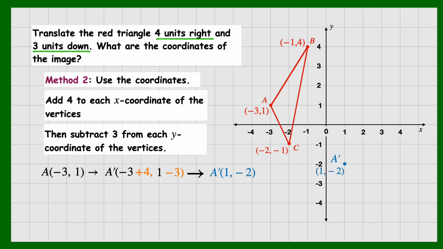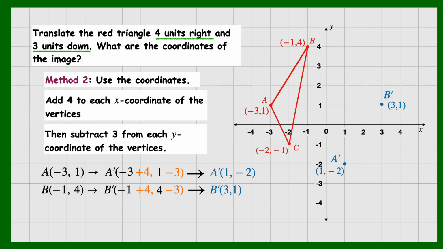Completing these 2 calculations will result in the ordered pair positive 1, negative 2 for point A prime in the new image. Point B in the figure has an ordered pair of negative 1, positive 4. We will again add 4 to the x-coordinate of negative 1 and subtract 3 from the y-coordinate of positive 4, resulting in the ordered pair for point B prime of positive 3, positive 1.